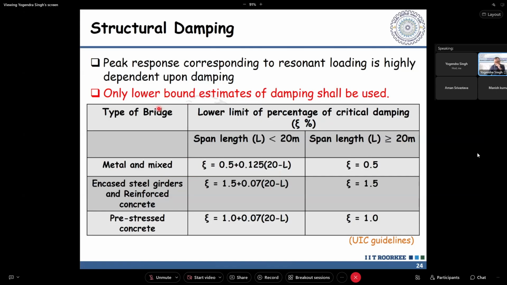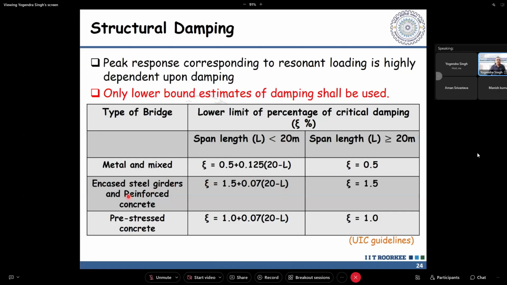Then the third important parameter is damping. As I said, the damping which we are using under moving loads is very different than what we are using during earthquake. In case of earthquake, we talk about damping like 5%, or maybe 2% minimum in case of steel bridges. But the damping which we are using in moving load analysis is much smaller. So if the bridge is made of metal or composite, then this damping is only 0.5%. So please note that this is in percent.